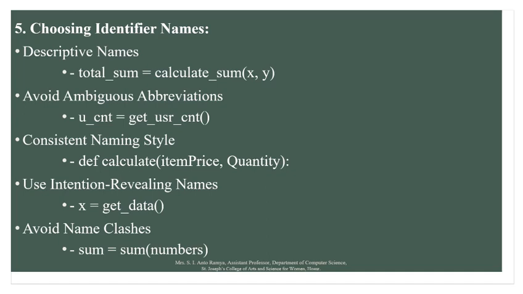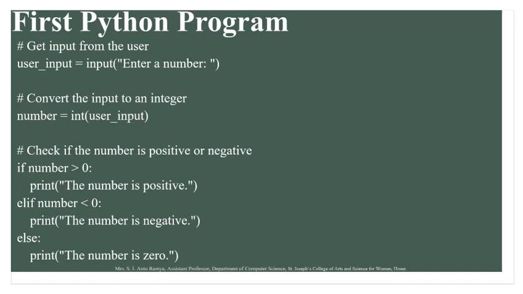So x is equal to get_data_of. Here this function is going to get data of x and give it. Next one is avoid name clashes. We should not use the same name for variables, functions, methods, classes, everything. Use different names. In the example, it is given sum is equal to sum of numbers. So the variable is also sum and the function name is also sum, which is going to be confusing.